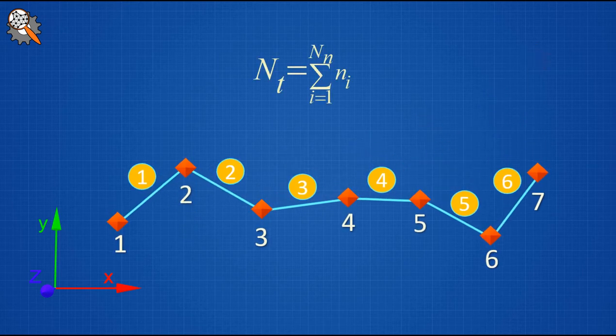I said nodes and not elements. Nt is the total number of degrees of freedom of the system. Nn is the number of nodes, and Ni is the number of degrees of freedom of the i-th node, where i is the number of the node.